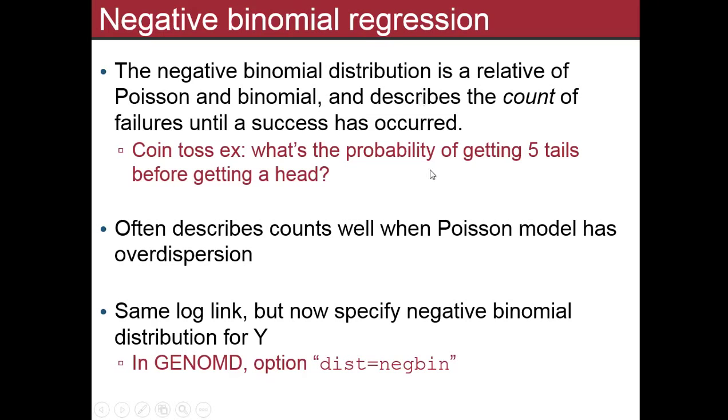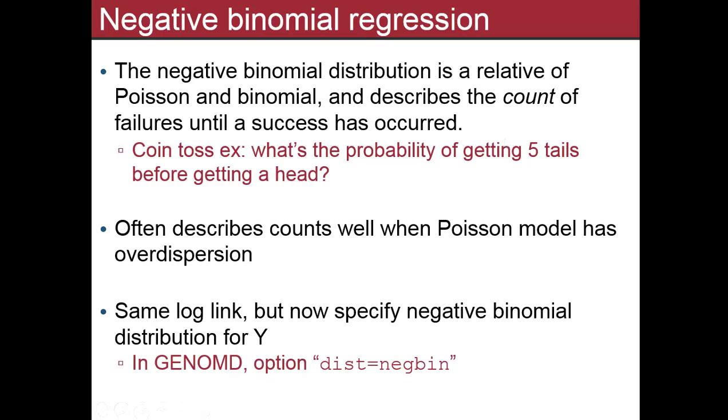So for example, what's the probability of getting five tails before you get a head? If that was your question, then you want the negative binomial distribution, right? So it's the number of failures till first success that is the negative binomial distribution, rather than what's the probability of getting 5 heads or 5 tails, which is the binomial.